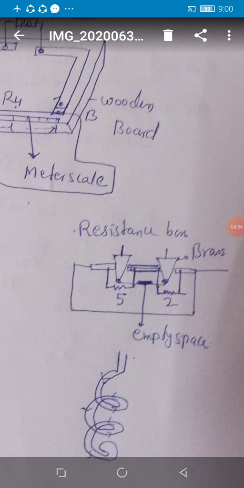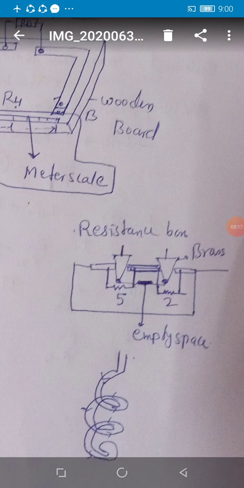In a resistance box on a wooden board, there are conductors, and between the two conducting strips a gap is there. In that gap the brass keys are there, which can be inserted or taken out, which I have shown in the figure. And below the brass key I have shown a resistance.